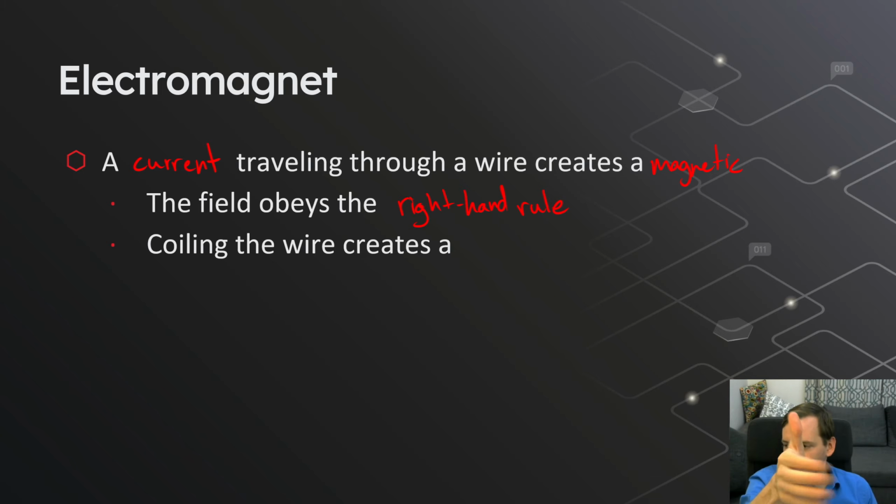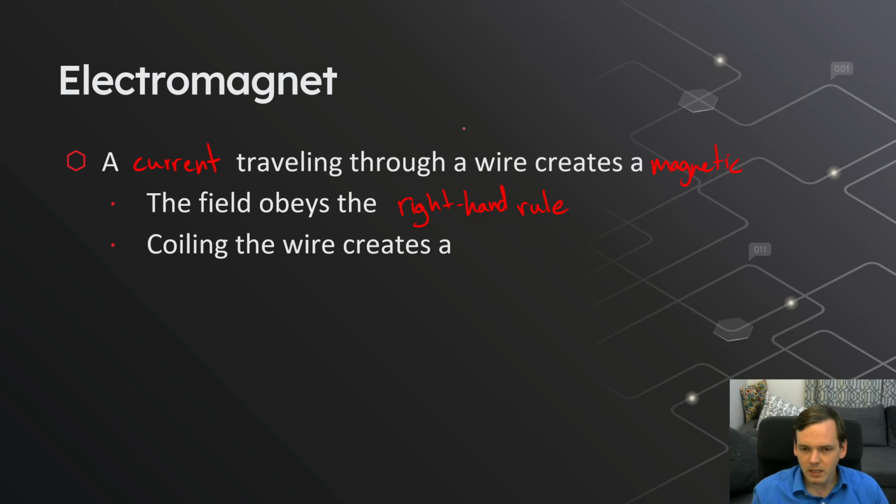But with the right-hand rule, you point your thumb in the direction of the current, and then your fingers wrap around the wire in the direction of the magnetic field, because it creates a magnetic field in a circle around that wire. So if my pen is my wire, and the current is flowing from the bottom to the top, I place my thumb in the same direction, and then my hand wraps around the wire, and that means the magnetic field goes around like this.